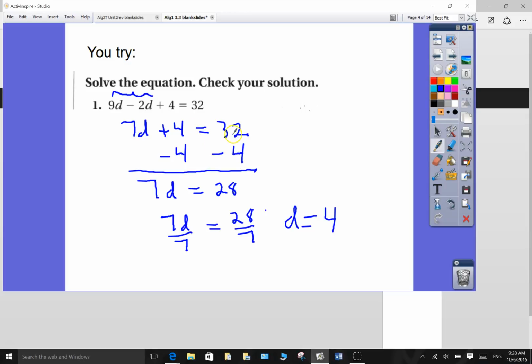So we combine like terms. We subtracted the same thing from both sides of the equation. That's called the subtraction property of equality. We divided both sides of the equation by the same thing. That's called the division property of equality. And our answer is 4, and you can plug that in and check it out.